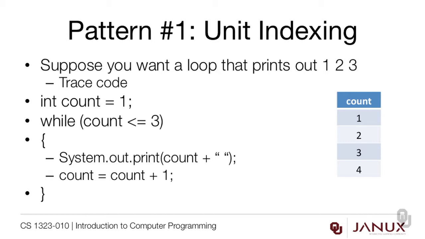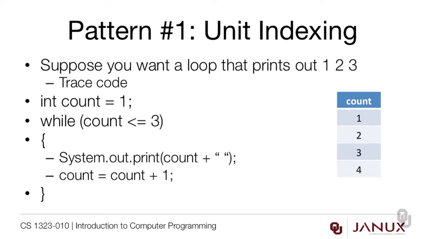Well, here's what happens when you trace this loop. Count is 1 initially. Count less than or equal to 3 is true, so you go into the loop. So you print out 1, and then you increment count to 2. So that puts us at this point in the table. Then count is still less than or equal to 3. So you go into the loop again, you print out 2, and you increment count to 3. So right here we are in the table when count is 3.